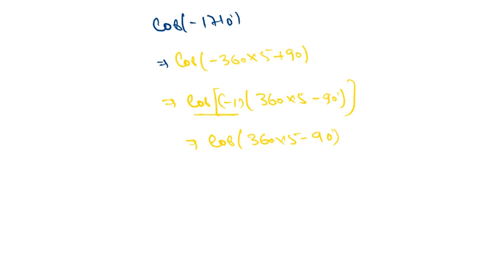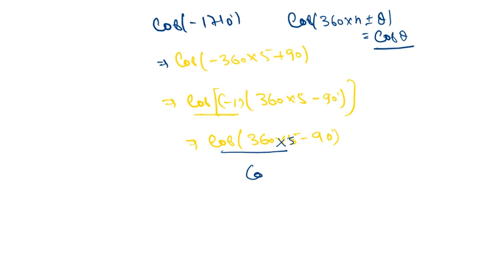And already I told you, cos or sine, whatever, 360 multiplied by n plus minus theta will remain cos theta only. So if you are writing like this, you are talking about cos of 360 multiplied by 5 minus 90. It will remain cos of 90, and you know cos 90 is nothing but 0. So the value of cos of minus 1710 is 0.